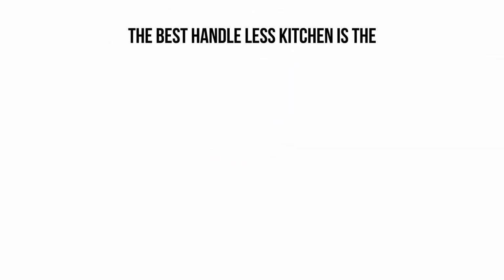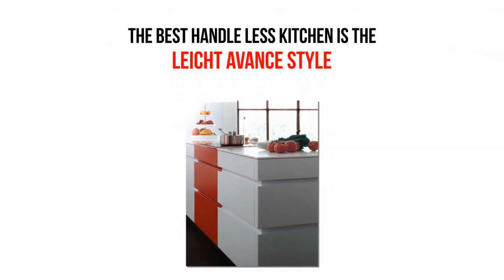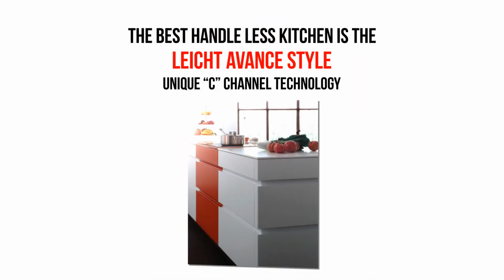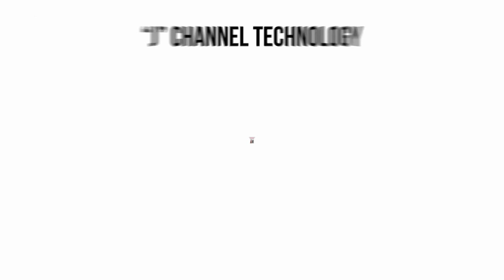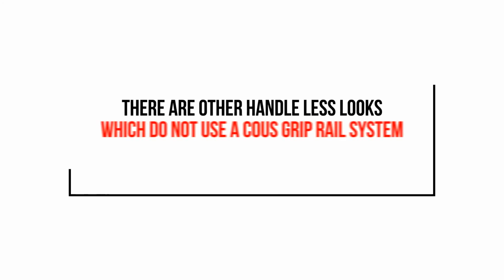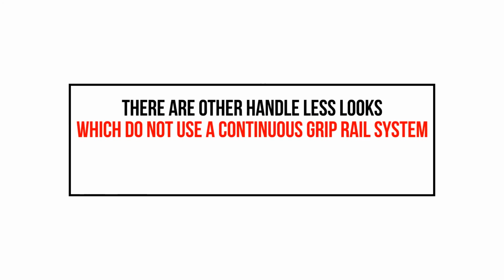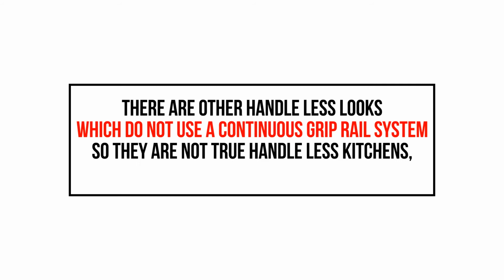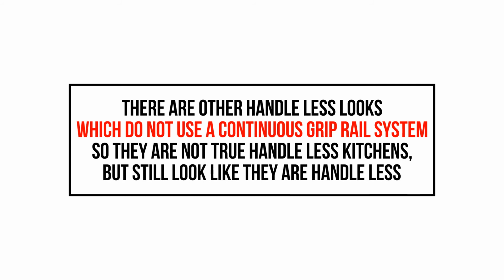The best handleless kitchen is the light advanced style, which uses a unique C-channel technology. A more typical handleless option uses a J-channel technology, such as the Nobilia line N. There are other handleless looks which do not use a continuous grip rail system, so they are not true handleless kitchens, but still look like they are handleless.